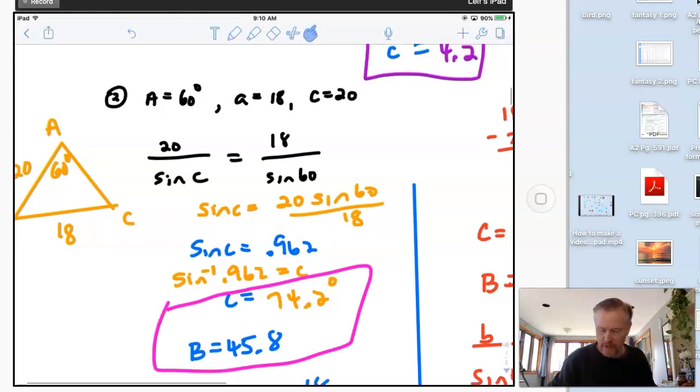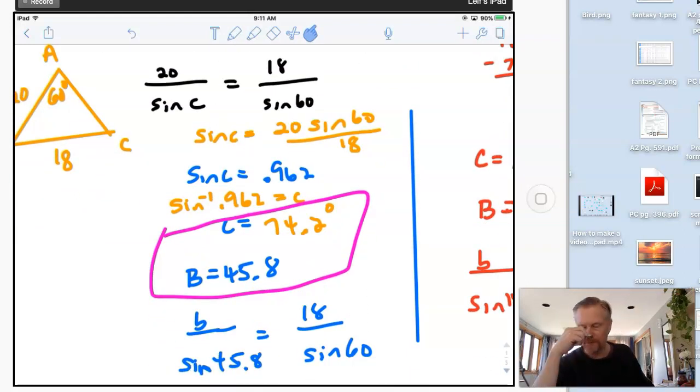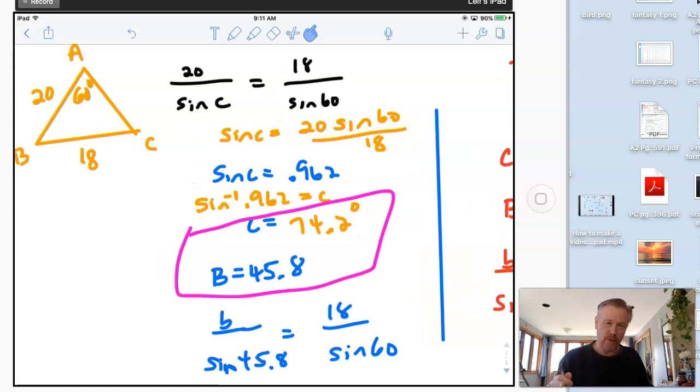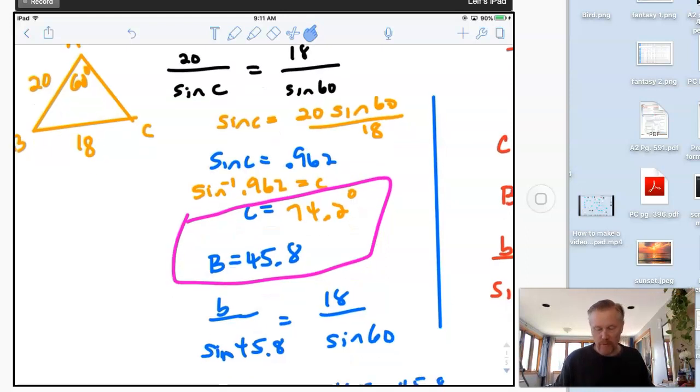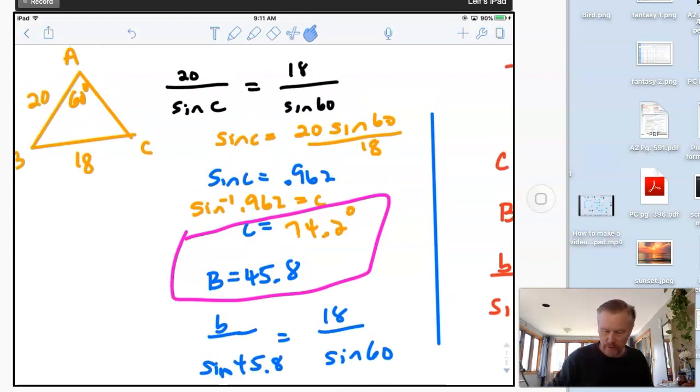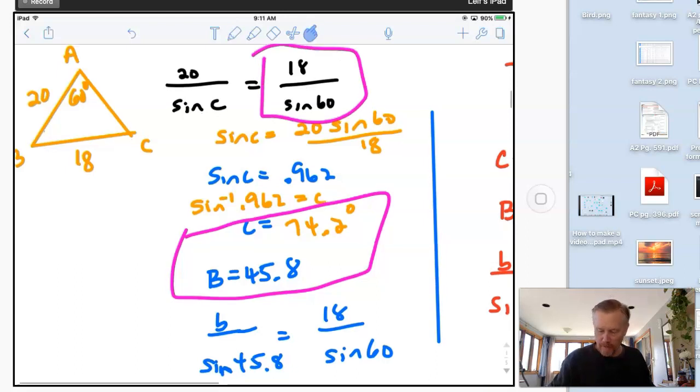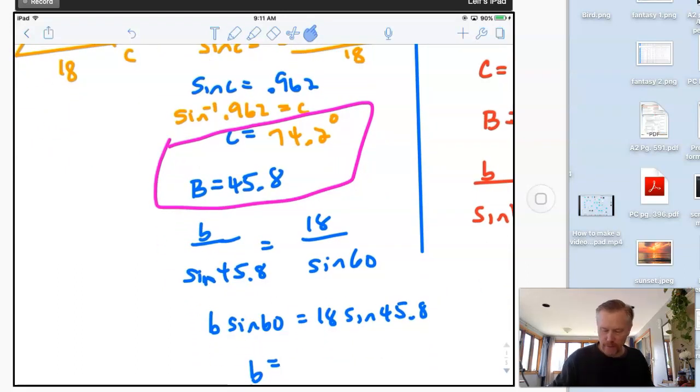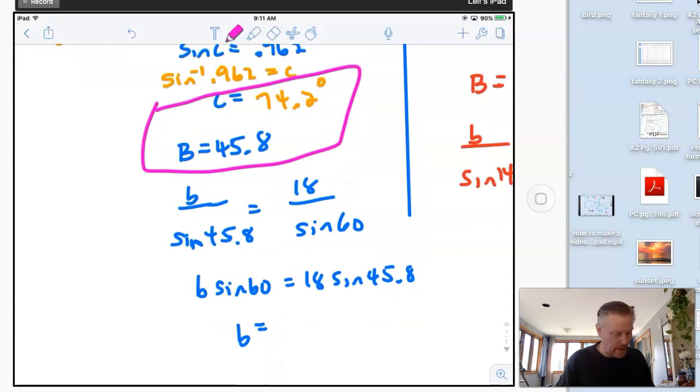Now I need to find the side too, so I'm looking for side B. You'd look at that sometimes and think, oh gee, it's 60 degrees, therefore it's a 30-60-90. But remember, these are not necessarily right triangles, so please don't make that leap. All right, so next I'm going to go, I have B over sine of 45.8 equals 18 over sine of 60. I just reused this ratio up here. And when I cross multiply and solve this out, I'll get side B is 14.9.